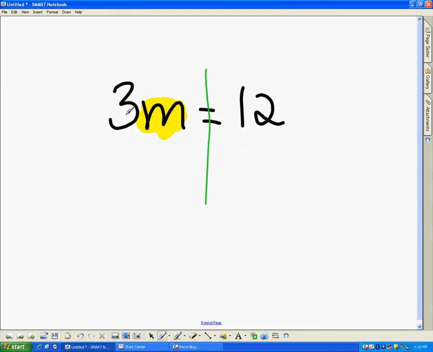And since m is being multiplied by 3, to solve it, I'm going to divide by 3. So I'm going to divide this side by 3, and then I'm going to divide this side by 3. These 3's cancel out. 3 divided by 3 is 1, and 1 times m is simply m. So that's what I mean by these cancel out. 12 divided by 3 is equal to 4. So m is equal to 4.